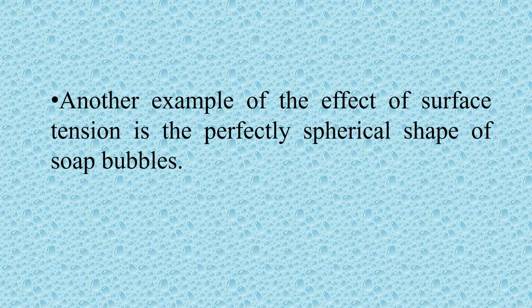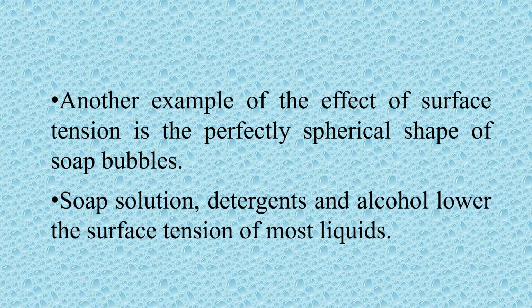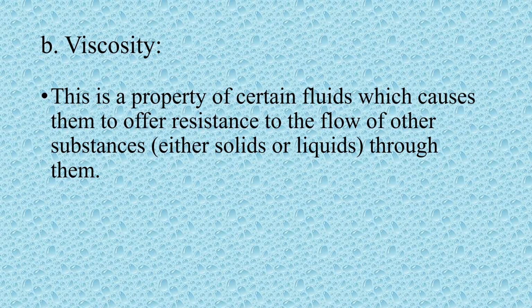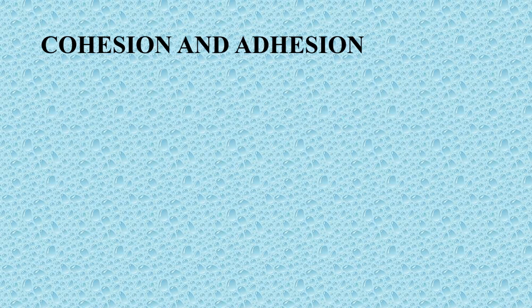Another example of the effect of surface tension is the perfectly spherical shape of soap bubbles. Soap solution, detergents, and alcohol lower the surface tension of most liquids. B. Viscosity. This is a property of certain fluids which causes them to offer resistance to the flow of other substances, either solids or liquids, through them.